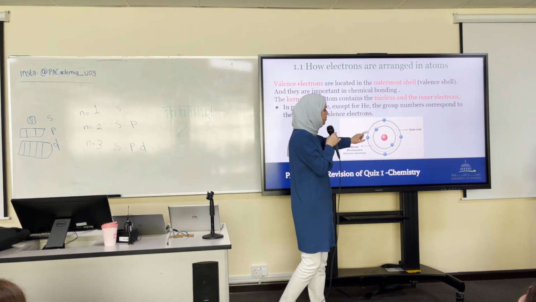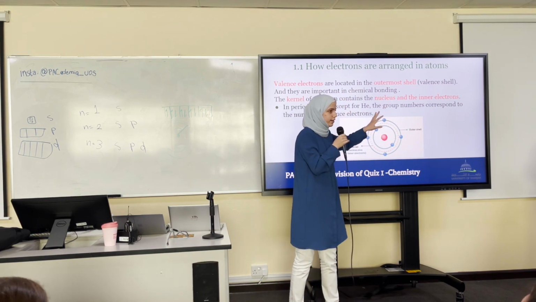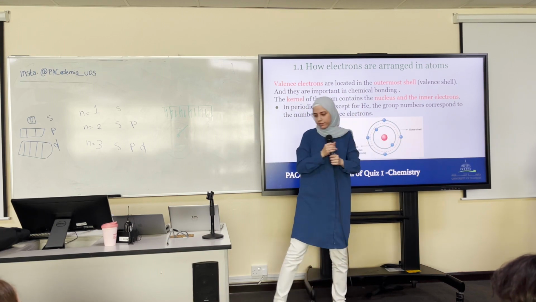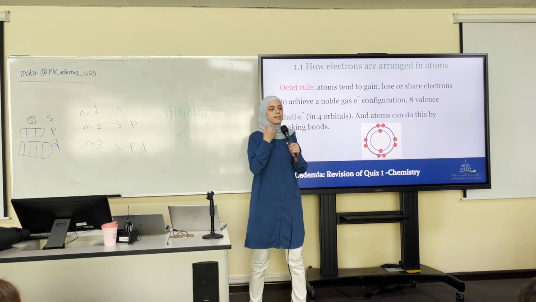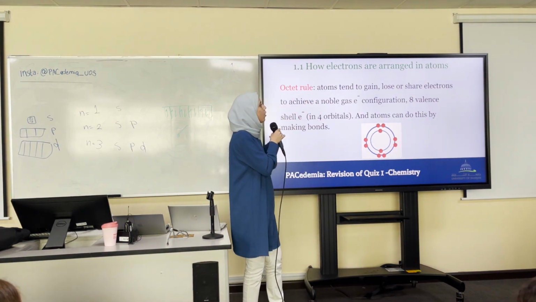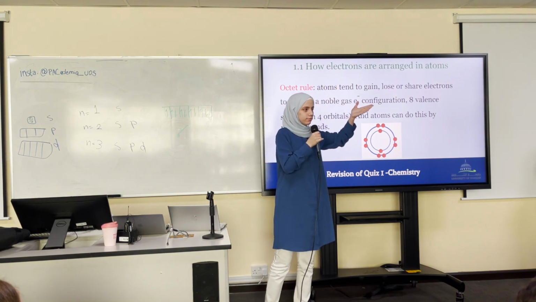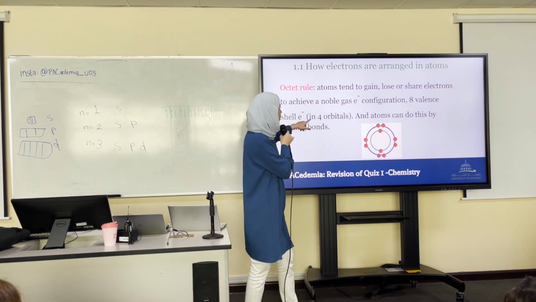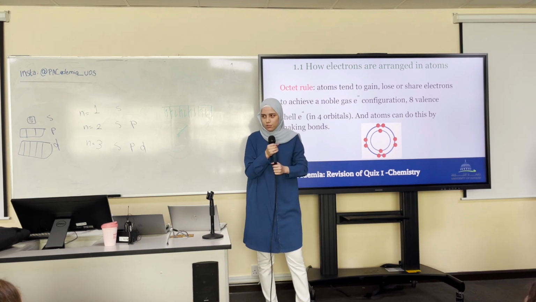As you can see also in this picture, the kernel is the nucleus with all the inner electrons except the outer one, the valence. Now the octet rule. The octet rule is that atoms tend to gain or lose or even share until they reach 8 in the 4 orbitals. Why 4 orbitals? 2 each.